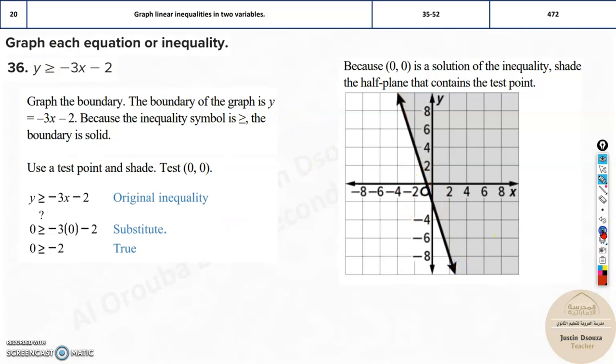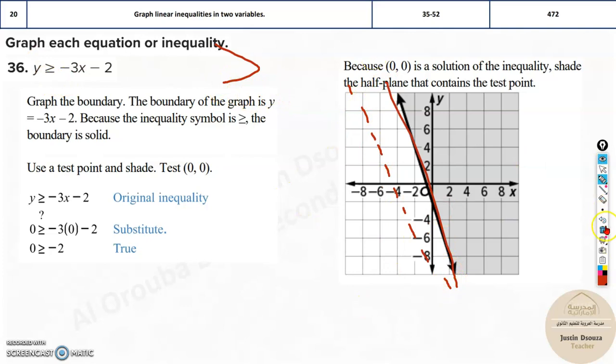You can use the table from the calculator and check the plots. But here it is an inequality. Y is greater than or equal to. Once you get the graph, remember that whenever you have greater than or equal to, it is a solid line. If it was only greater than, then it would be a dotted line. Since it's greater than or equal to, it is a solid line.